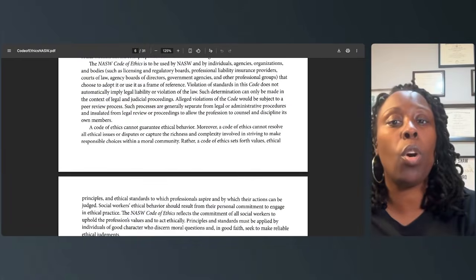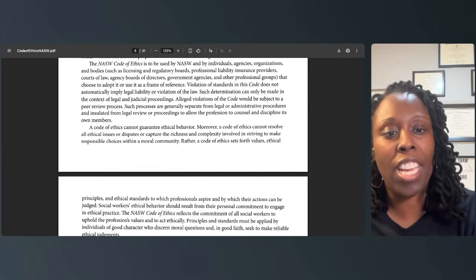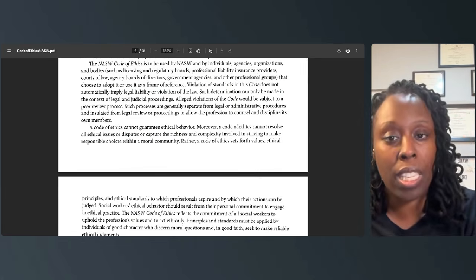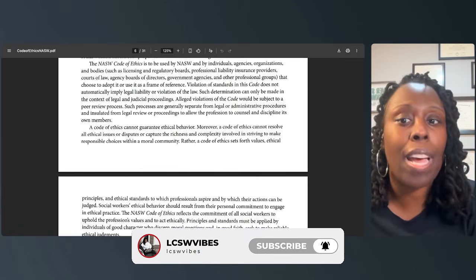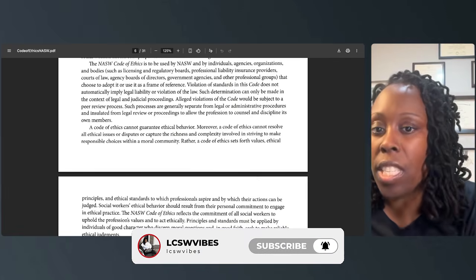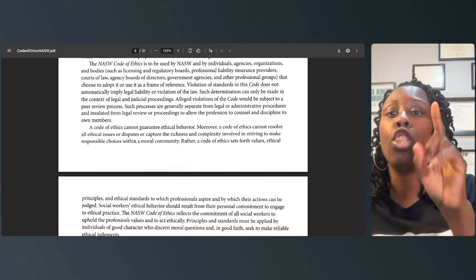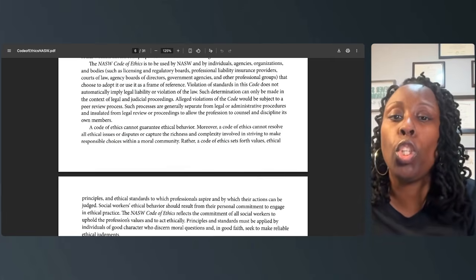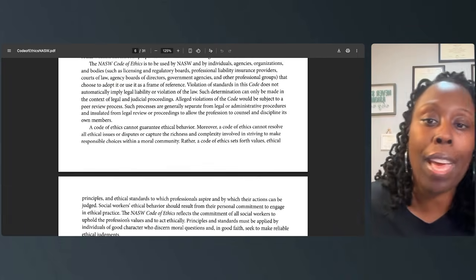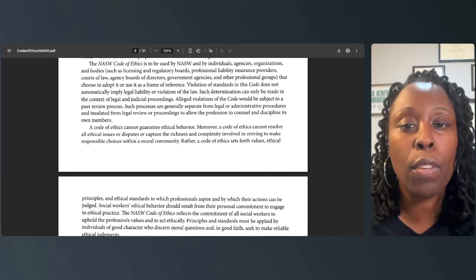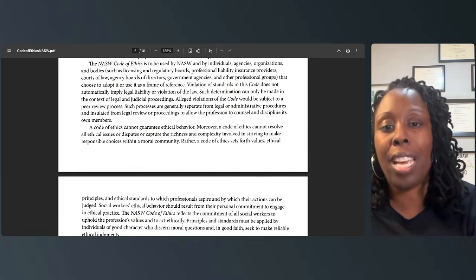The NASW Code of Ethics is to be used by the NASW and by individuals, by agencies, by organizations, and bodies such as licensing and regulatory boards, professional liability insurance providers, courts of law, agency boards of directors, government agencies, and other professional groups that choose to adopt it or to use it as a frame of reference. So with this being said, it's saying that the Code of Ethics can be used by other individuals outside of the social work profession if they choose to use this as a frame of reference.